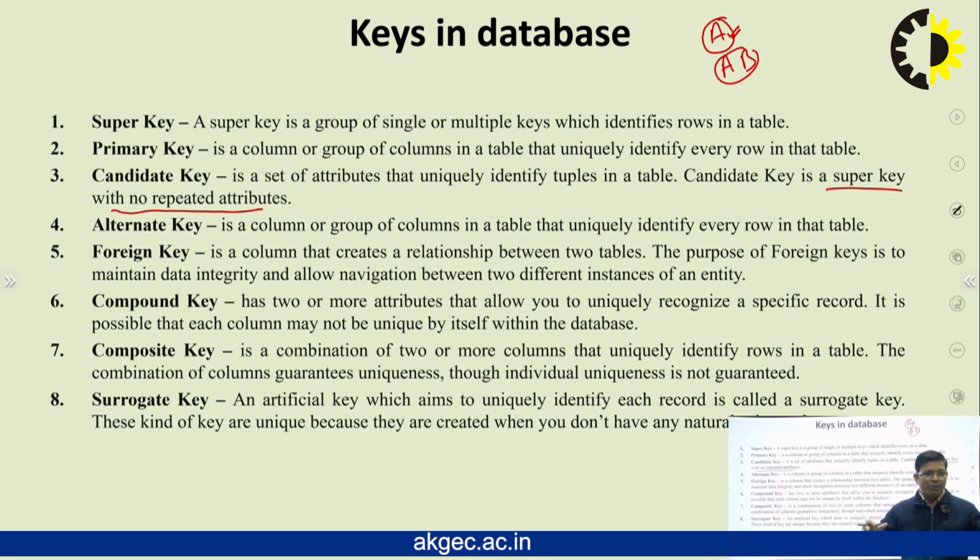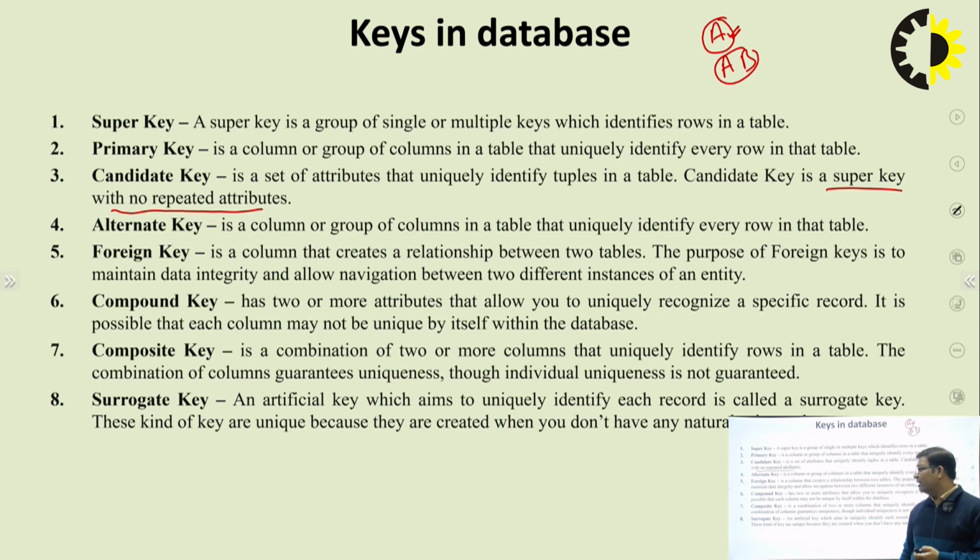If we are combining all three, then it is a composite key. Surrogate key: an artificial key which aims to uniquely identify each record is called a surrogate key. This kind of key is unique because it is created when you do not have any natural primary key.